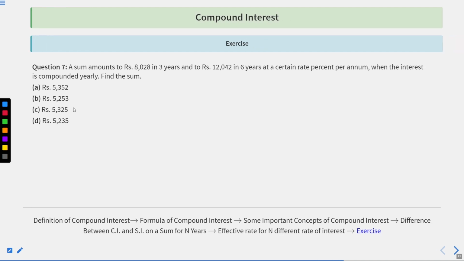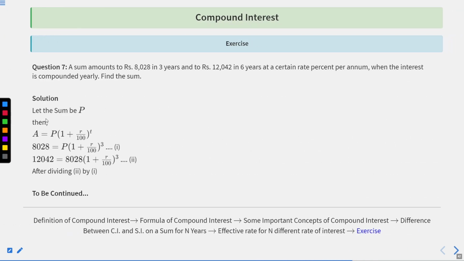Question number 7. A sum amounts to rupees 8,028 in 3 years and to rupees 12,042 in 6 years at a certain rate percent per annum, when the interest is compounded yearly. Find the sum.